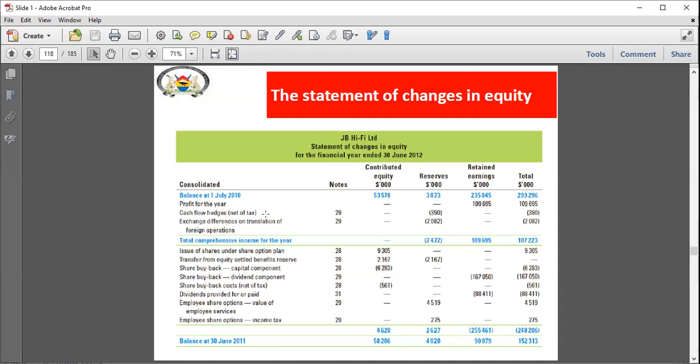And then we could also have other elements of equity like reserves. Now, what are reserves? This is usually money set aside to cater for specific aspects of the business. It could be, for example, that the business wants to buy a fixed asset or wants to expand, so they put some money in the reserve. And then, of course, the most common one, which is the retained earnings. Retained earnings are basically accumulated profits from previous years.